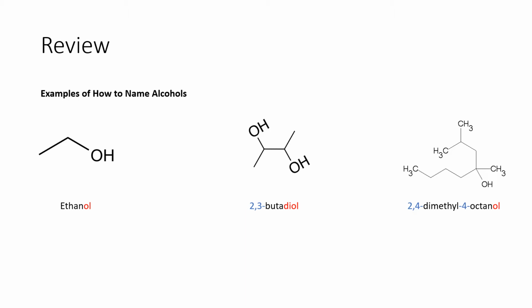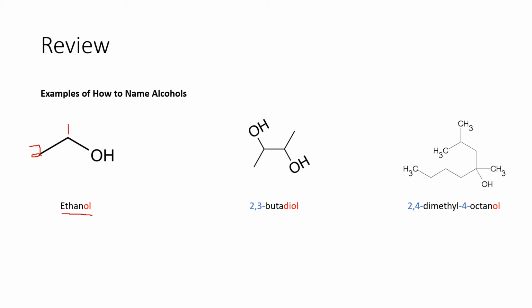Our first example is ethanol, and you want to identify the parent chain for it. You can tell that there's only two carbons, this being 1, this being 2 here. And since the alcohol is on the end of the chain, it does not need to be specified where it is in its name. It's automatically put to the end, so it's just ethanol.